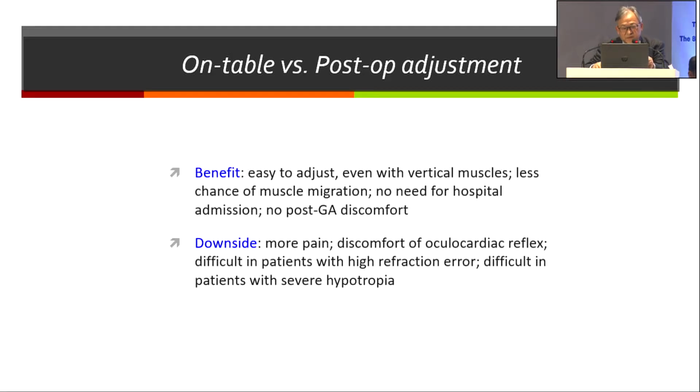The benefits of the on-table adjustment include that it is easy to adjust in the operation, even with vertical muscle. And there's less chance of muscle migration, no need for hospital admission, and no post-general anesthesia discomfort. The downsides of the on-table adjustment include more pain and discomfort, oculocardiac reflex, and difficulty with patients with high refractive error and also in patients with severe hypertropia.